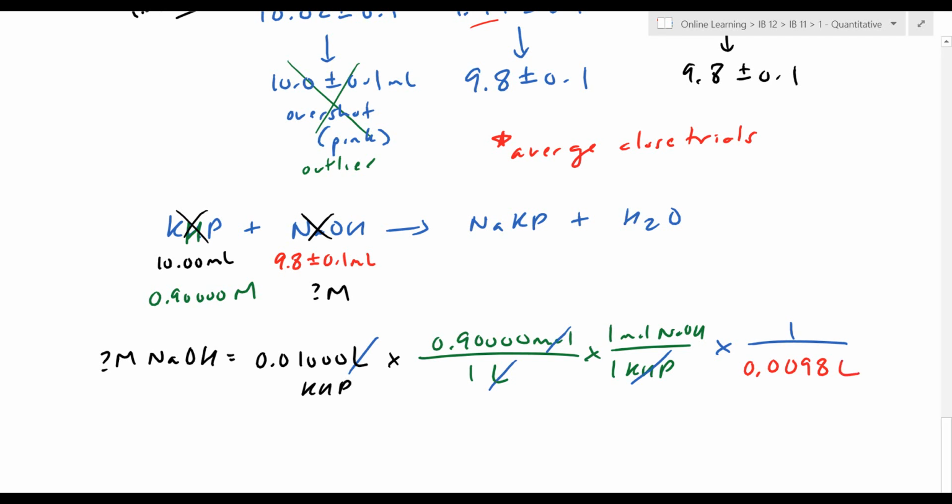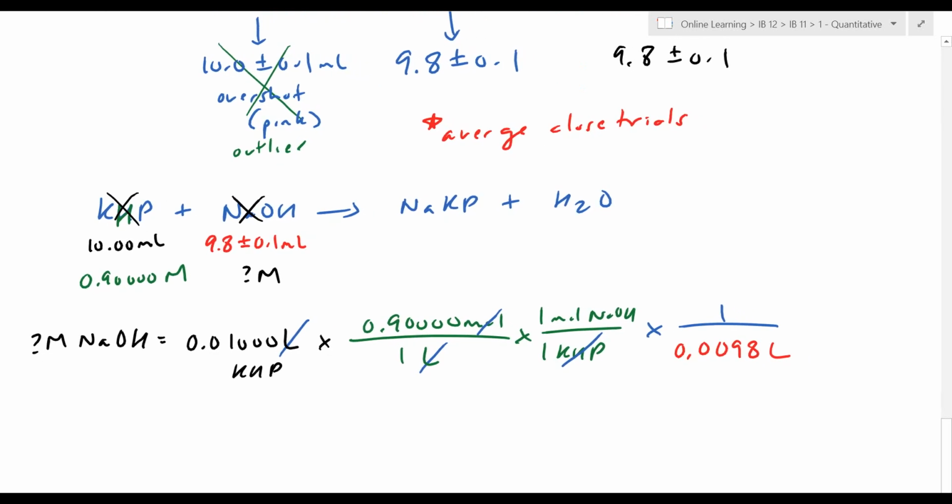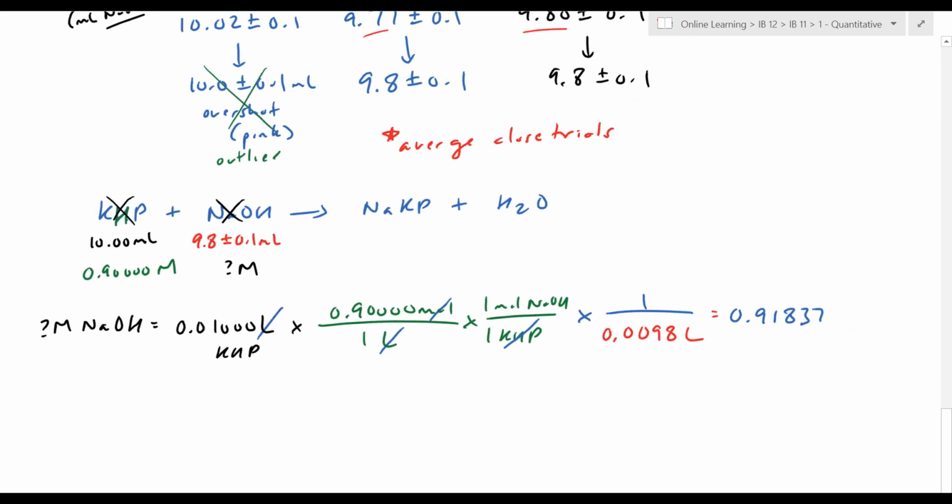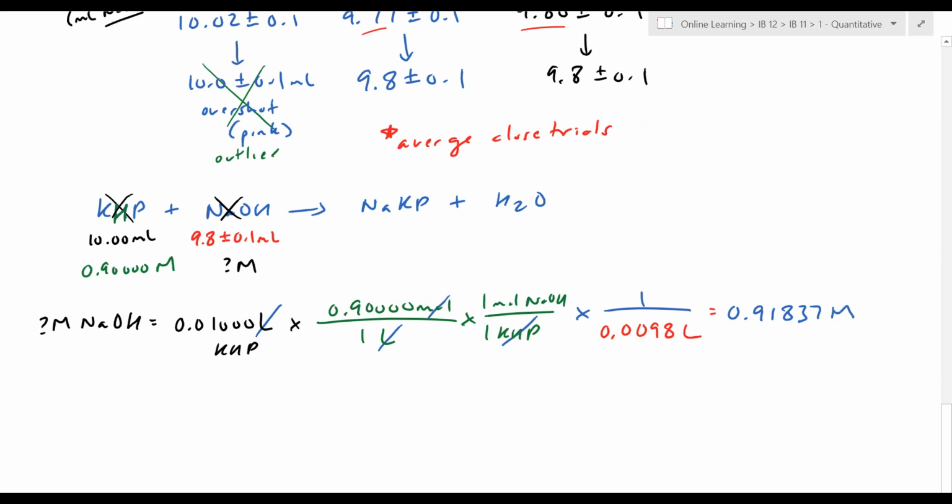I'm just going to ignore the plus or minus for the time being, just so that we get a sense of how we get the concentration. Type in all the numbers, 0.01 times 0.9 divided by 0.0098, and that gives me here, oh, the concentration of NaOH was actually 0.91837. That's really, really accurate, but again, we're limited by a little bit of precision.